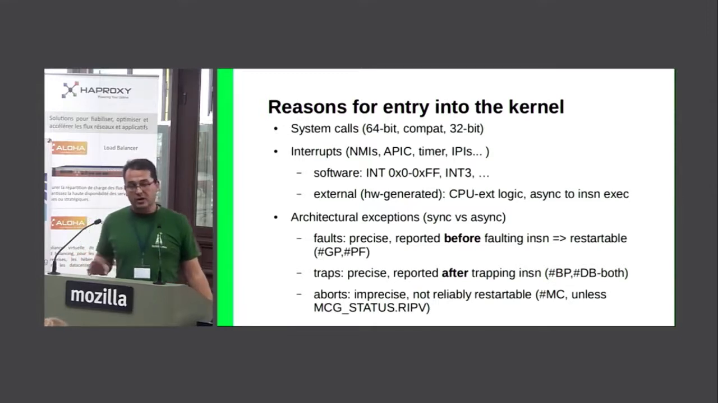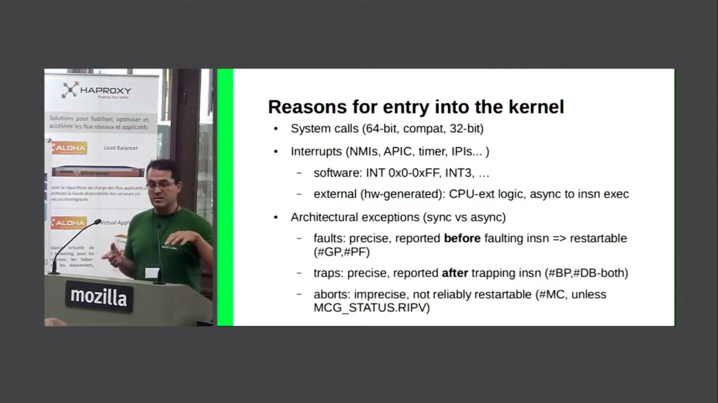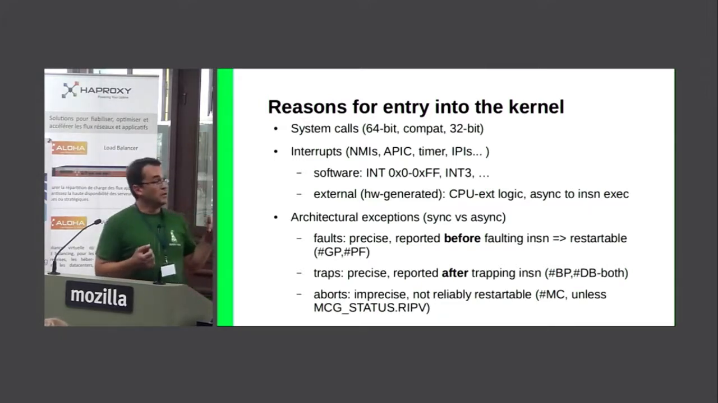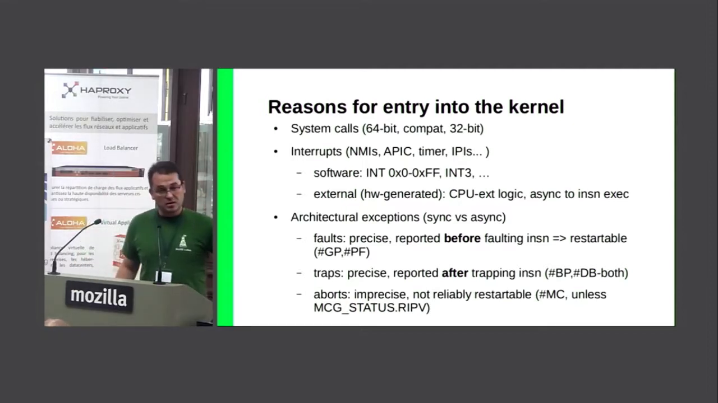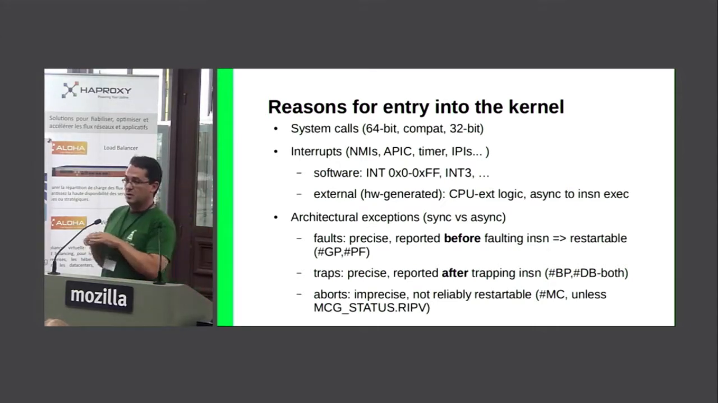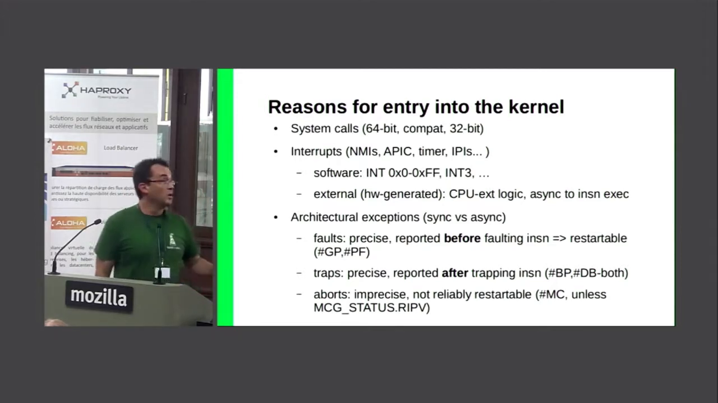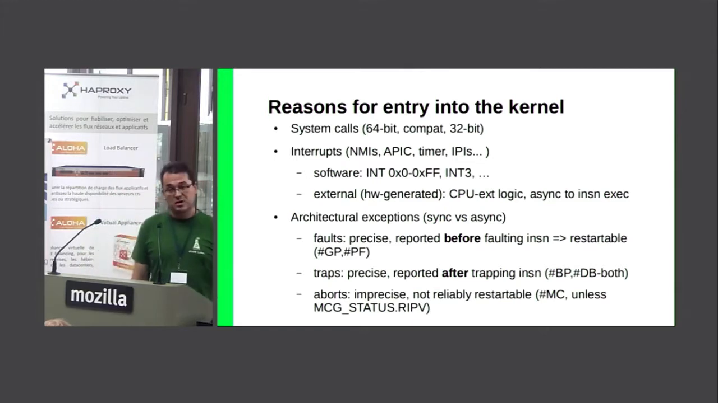The way to think about this is that faults are precise, in the sense that when you get an exception, you actually get a chance to handle it. That happens because the fault gets reported before the instruction that causes the fault continues. So you can go fix stuff up and then re-execute the instruction. And there are also traps, which happen after the instruction is executed. So actually, the traps change architectural state. And there are also aborts, like machine checks, for example.